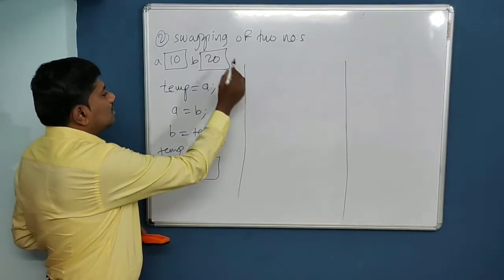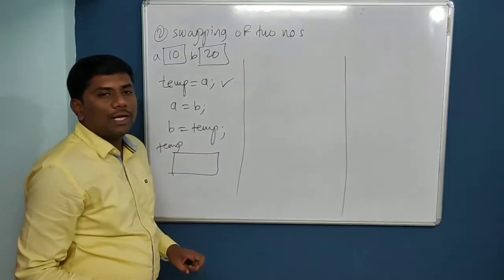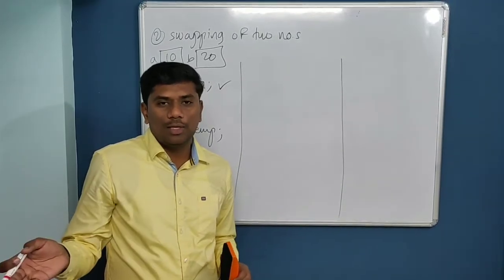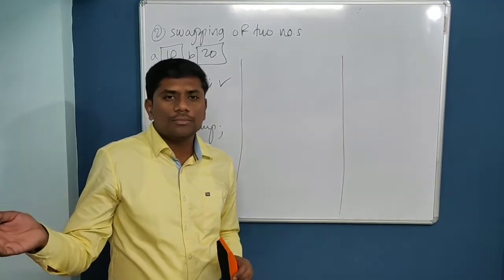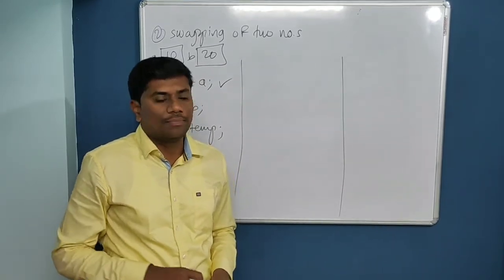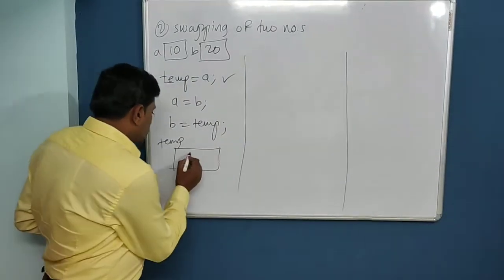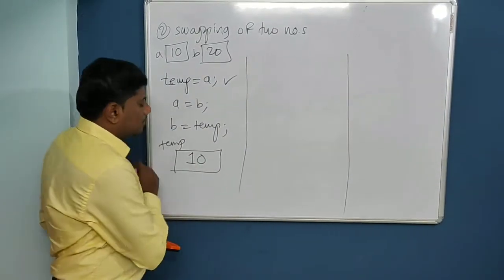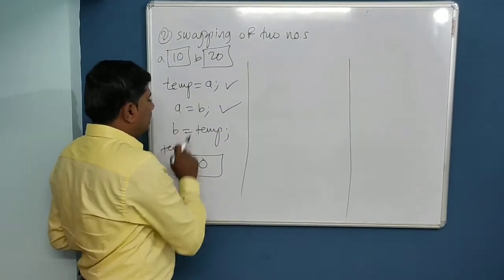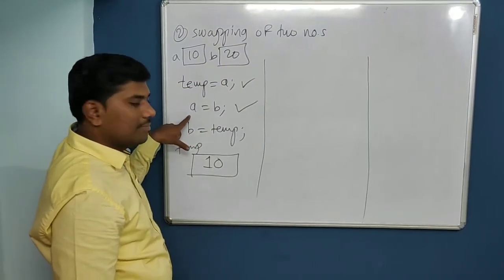So how this logic works, that we'll see. So see, temp assignment A. You know that the job of the assignment operator is to assign the value from the right side variable to the variable on the left hand side. Getting? So what is the value of A? That value will be assigned to temp. Now see the second statement, A assignment B. What is the current value of B? 20. So that will be assigned to A.